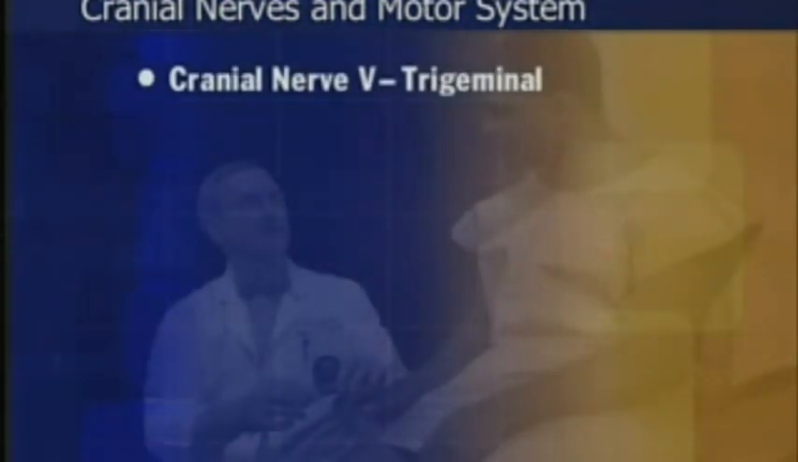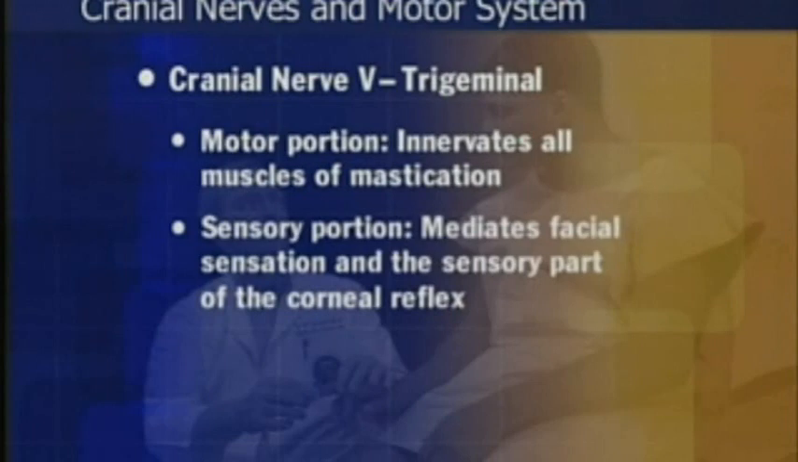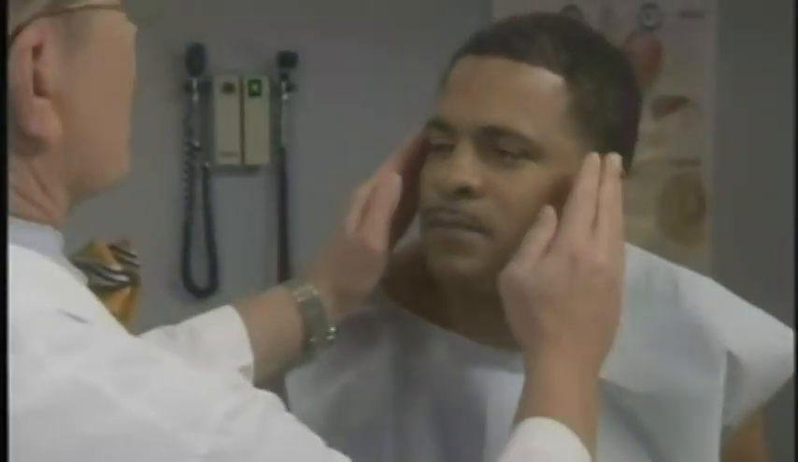The motor portion of cranial nerve 5, the trigeminal nerve, innervates the muscles of mastication. The sensory portion of the nerve mediates facial sensation and the sensory part of the corneal reflex. To test the nerve's motor function, ask the patient to clench and then relax his jaw while you palpate the temporal muscles and then the masseter muscles. Clench your teeth, please. Clench again and relax. Note the strength of muscle contraction.